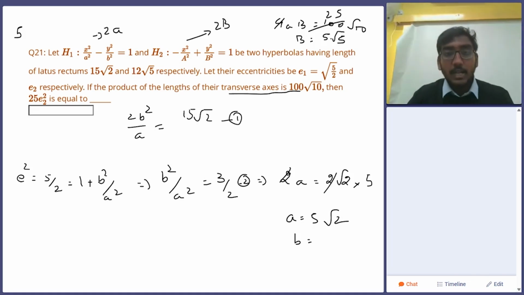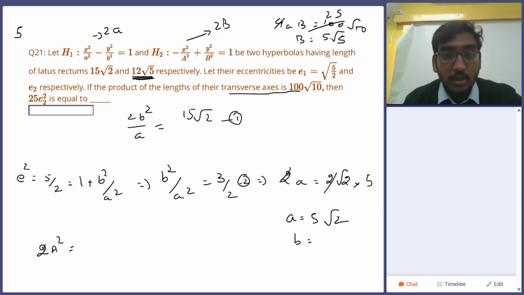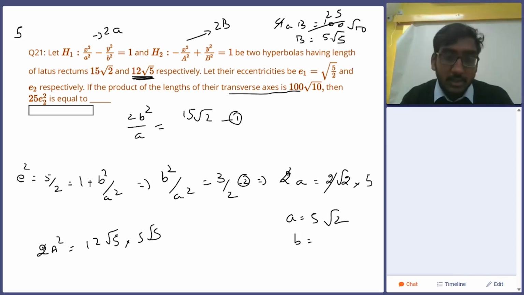And using the idea of the latus rectum length being equal to 12 root 5, here the latus rectum length for the second hyperbola will be 2a square by b, right? That is 12 root 5. That means 2a square equals 12 root 5 into b. Now b is 5 root 5. Okay, that means 60 into 5, 300 is 2a square. A square is 150, right?